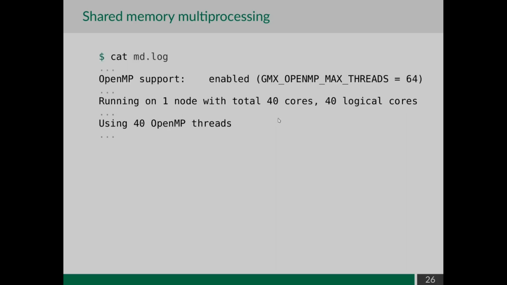Your log file will also contain some interesting things if you use OpenMP. First, OpenMP support will be reported, OpenMP support enabled here. Then it will tell you again what is the hardware it's running on, one node, 40 cores, and so on. And then it will tell you, I started the simulation using 40 MPI threads. Using 40 OpenMP threads.